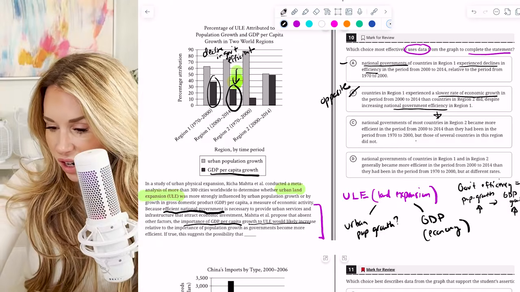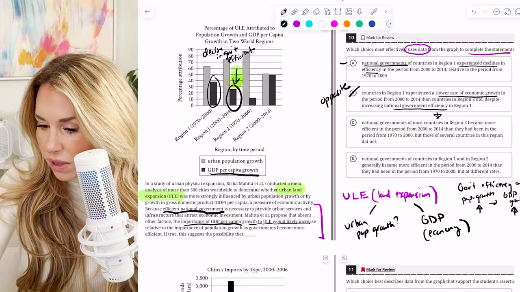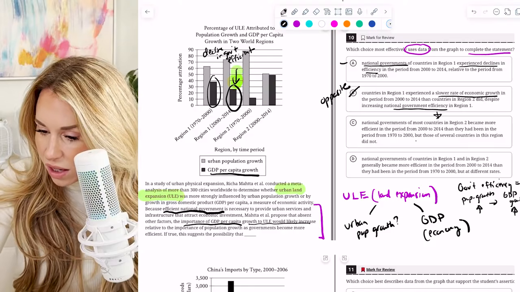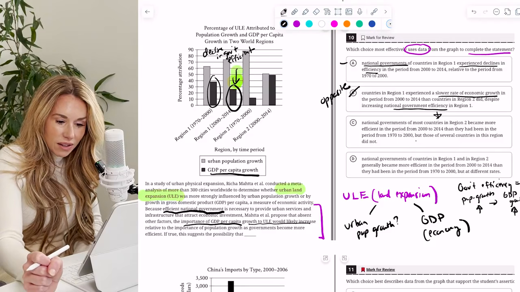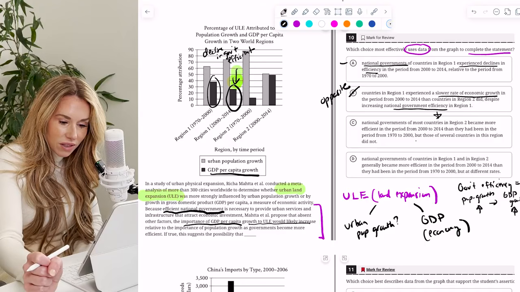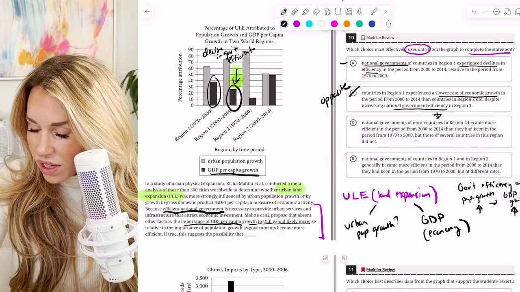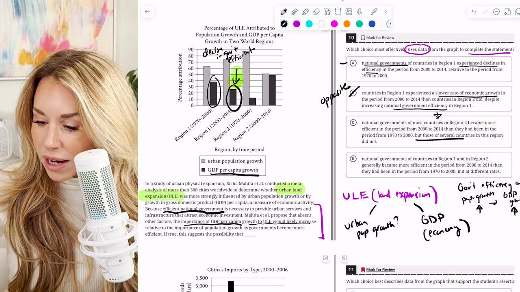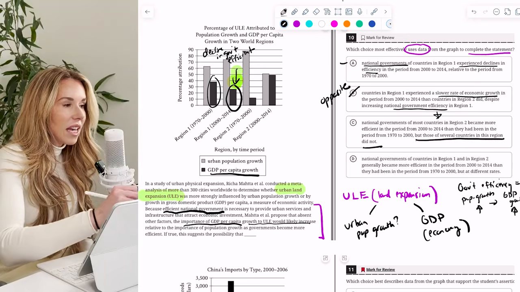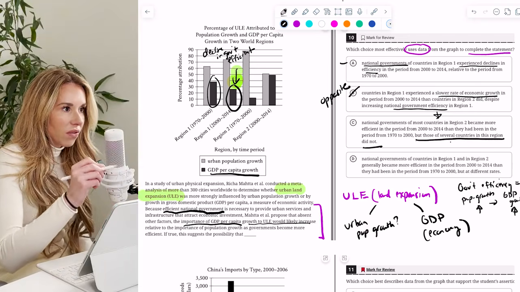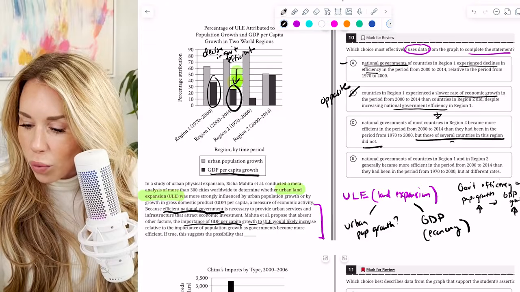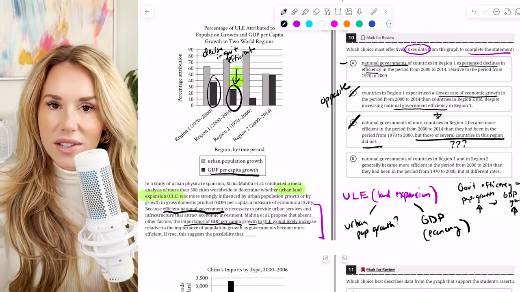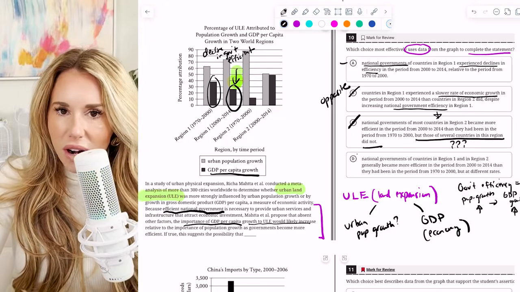C says national governments of most countries in Region 2 became more efficient in the period from 2000 to 2014 than they had been in the period from 1970 to 2000, but those of several countries in this region did not. Okay, this could be true, but there's not enough information, because we can't drill down on specific countries on that graph. So we don't know that part. So don't pick C, even if you feel like the rest of it is right, which it's not.